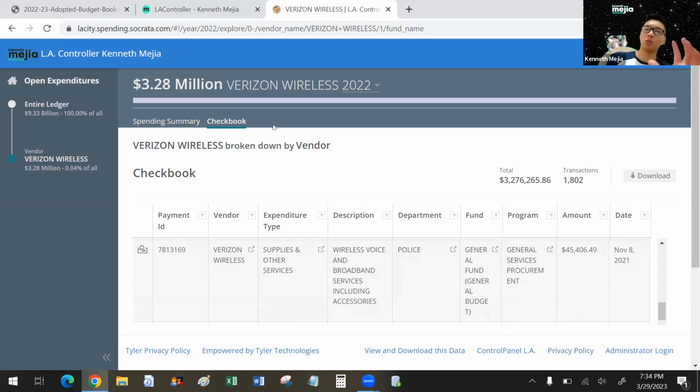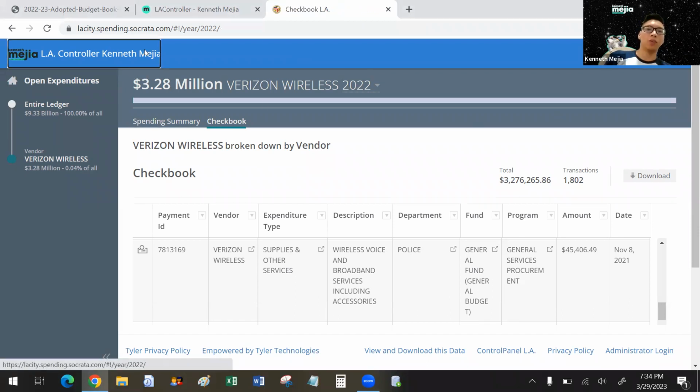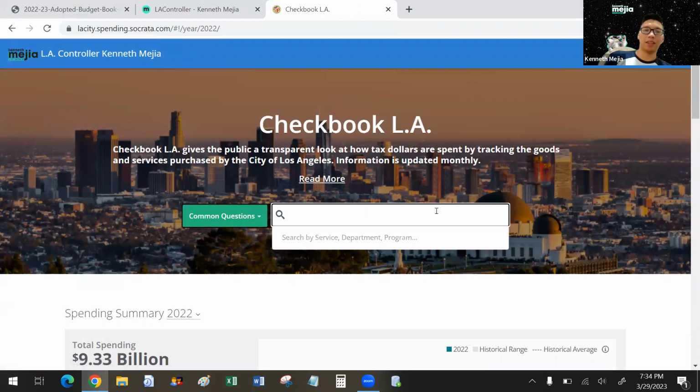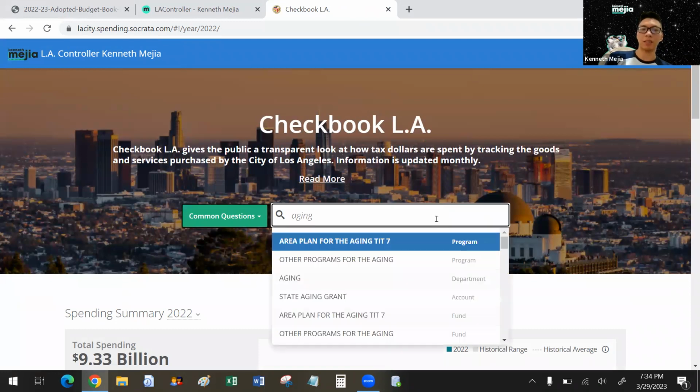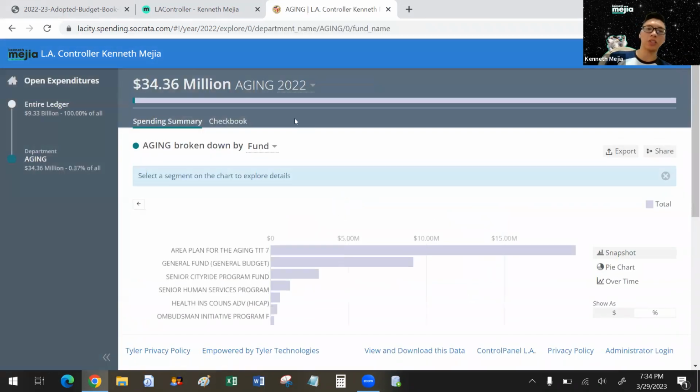So the checkbook, super awesome. This site is not that mobile friendly, so if you have the opportunity to use this on your desktop, I highly recommend that you do. But like I said, if you wanted to know how much money we're spending on certain vendors, or if you wanted to type in a department, let's do aging. You can also search expenses by a department. So you go to the aging department, right?